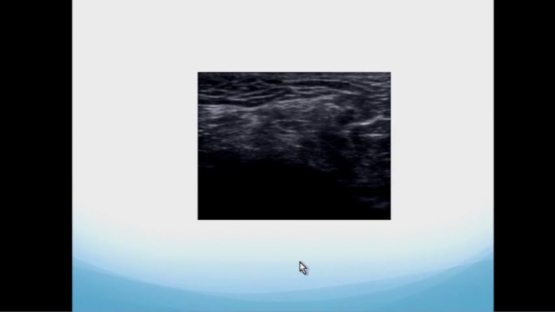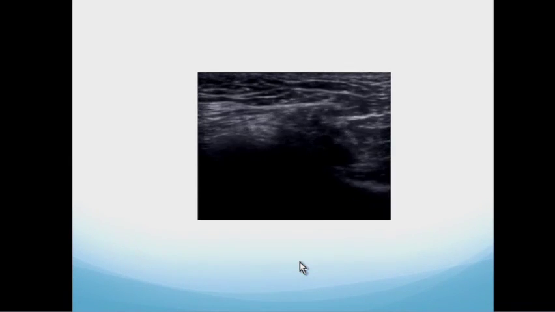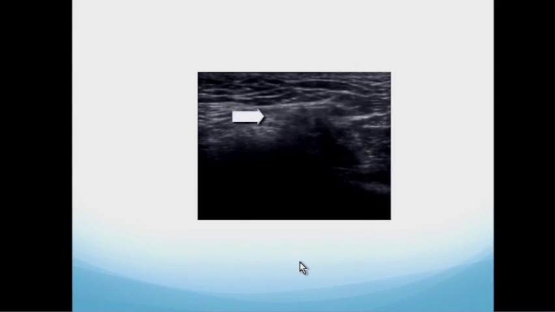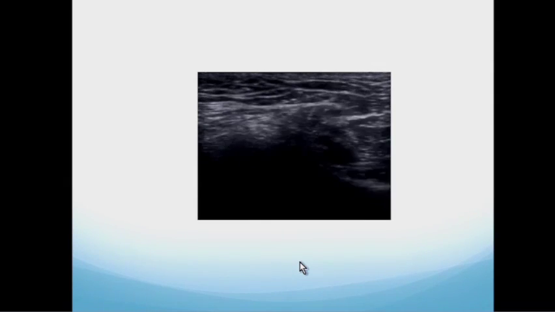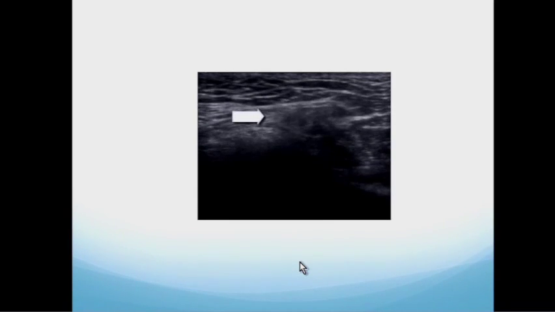And this is a cine of a direct hernia. This direct hernia contains fat. The hernia is protruding towards the transducer. It goes posterior to anterior. A direct hernia is called a direct hernia because the hernia protrudes directly into the surgeon's field of view.